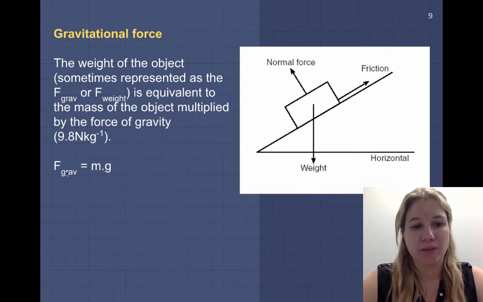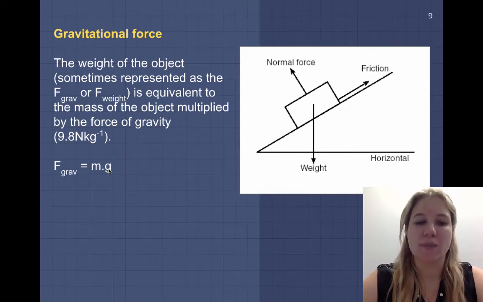So the force of gravity is often written like this, or you might see it as the force of the weight is the mass of the object multiplied by the force of gravity, which, unless you're told otherwise, you assume is 9.8 newtons per kilogram.